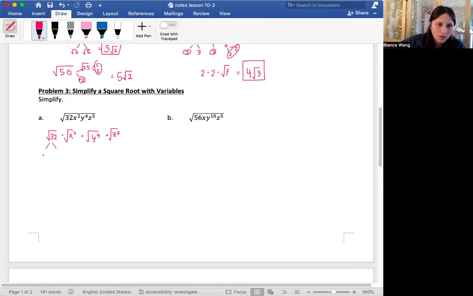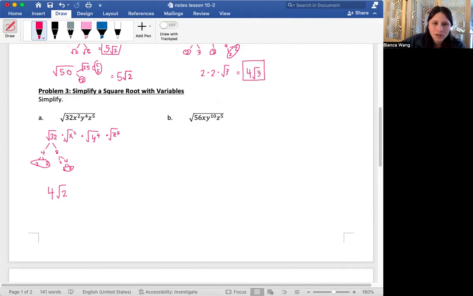Let's break this down. 32 would be 4 and 8. 4 would be broken down to 2 times 2, and then 8 would be 2 times 4. 4 breaks down to 2 times 2 some more. So I have a pair of 2's here and a pair of 2's here. And then I have 2 times 4. Sorry, the 4 is not in. I have 2 left over, right? So this 2 is left over. So I have basically 4, right? 2 times 2 times a radical of 2 is broken down from the 32.